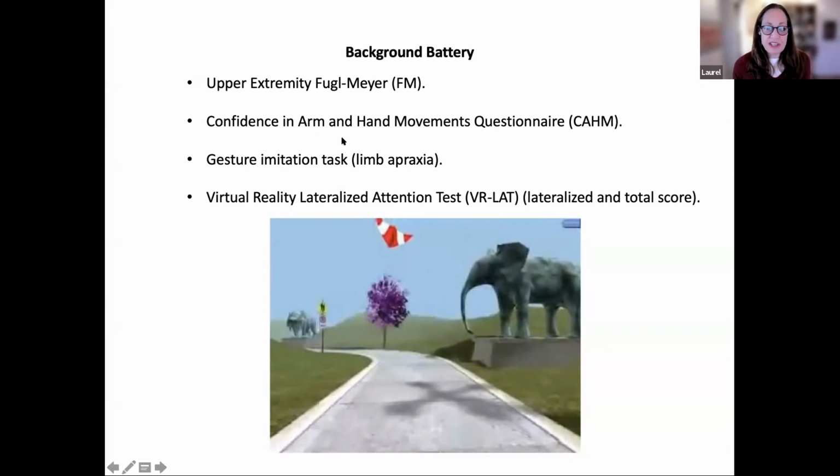We also included a gesture imitation task, which I've used in my lab for a long time. This is our measure of limb apraxia. Note that they perform this task with their ipsilesional unimpaired arm. And the virtual reality lateralized attention task, which we developed in my lab, was originally developed to assess neglect, but it also has a non-lateralized total score.